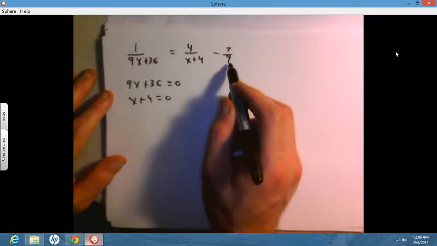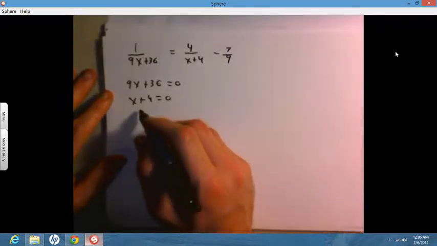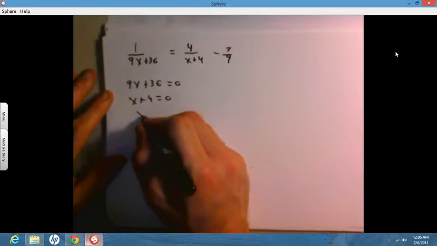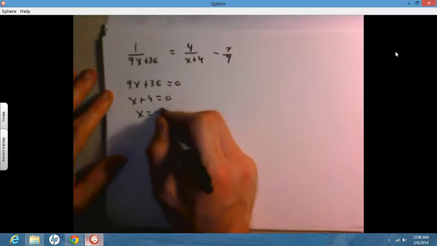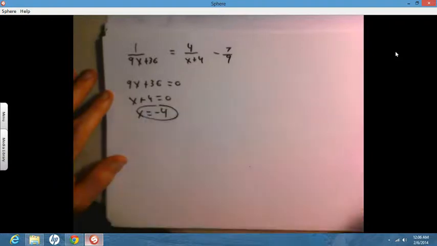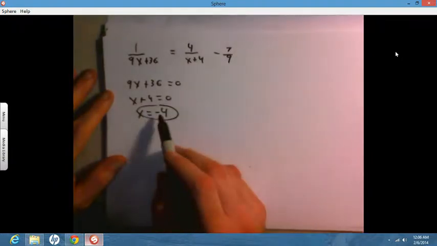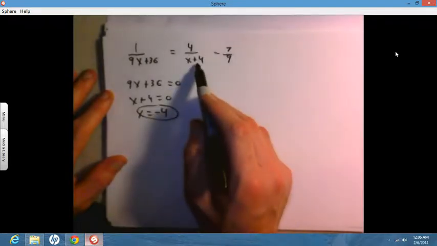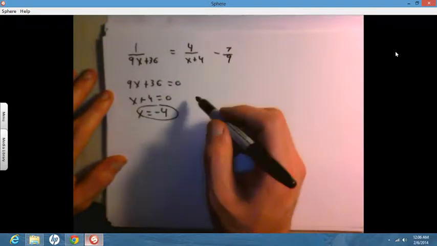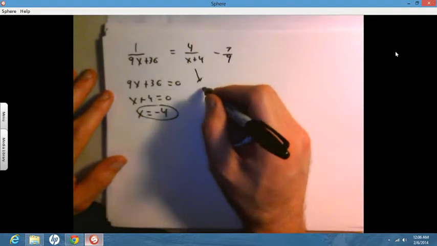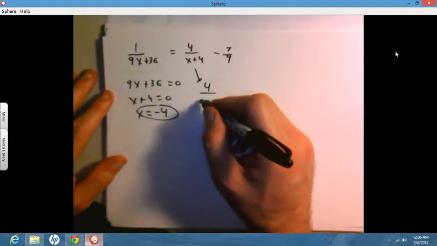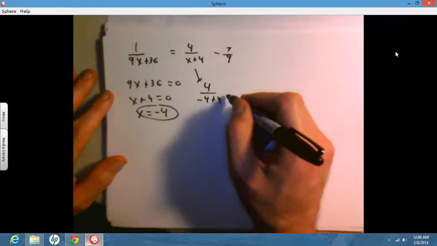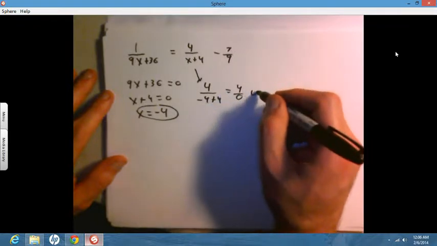Now if I solve this first one, that gives me x is equal to -4, subtracting the 4 from each side. That means that x equals -4 cannot be a solution, because if it were, and I plugged it back in here, I would get 4 divided by 0, right? Because if x equals -4, then this term becomes 4 divided by -4 plus 4, which is equal to 4 divided by 0, which is not defined. So that couldn't be a solution.